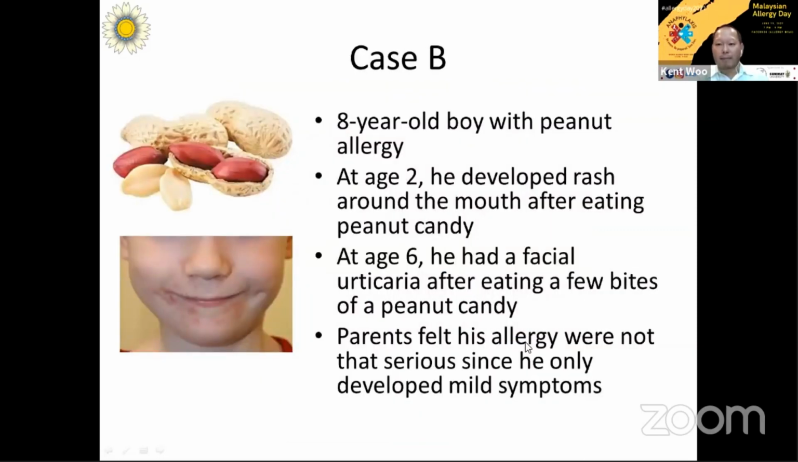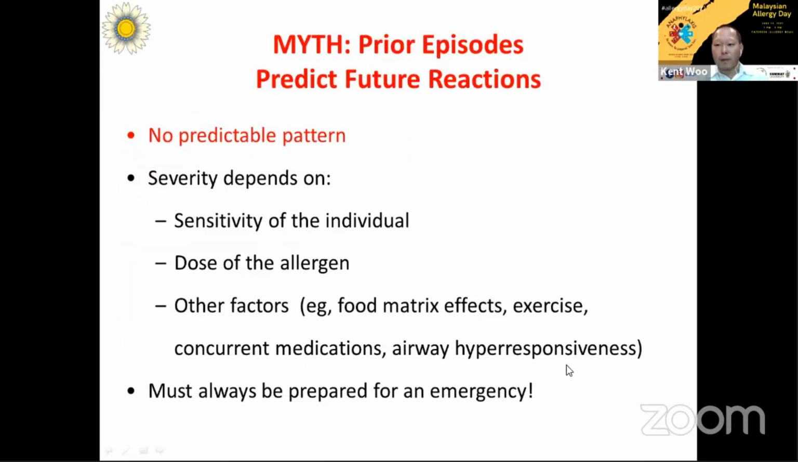Now let's look at case B now. This is an 8-year-old boy with peanut allergy. And he used to develop rash around the mouth around 2 years old. And at 6 years old, he had a little bit of itchy rash like hives after eating peanut candy. Now, here's the thing, the parents didn't think it was that serious because he only had mild symptoms, which leads to myth number 2. Prior episodes of food allergy does not predict future reactions.